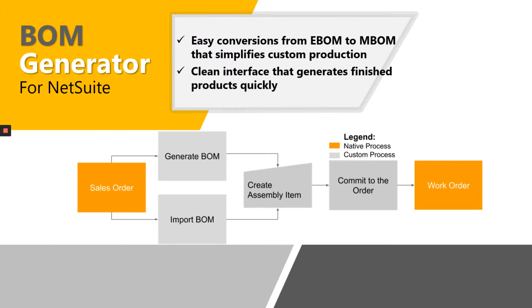So what we thought would be really useful is if we can actually start this process right from when the order comes into the system, okay? So we've added on top of these native processes, sales orders and a work order, a generate BOM button and an import BOM interface as well, that actually create assembly items for you, okay? And in addition to that, they commit that assembly item to the order.